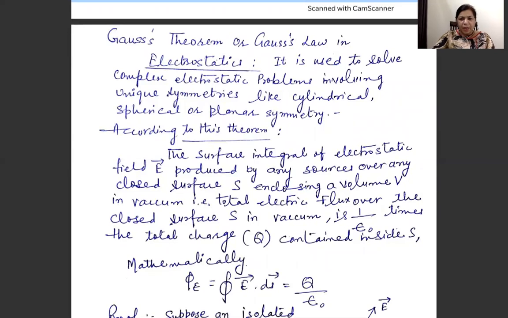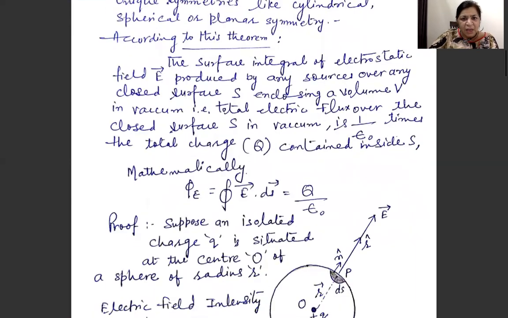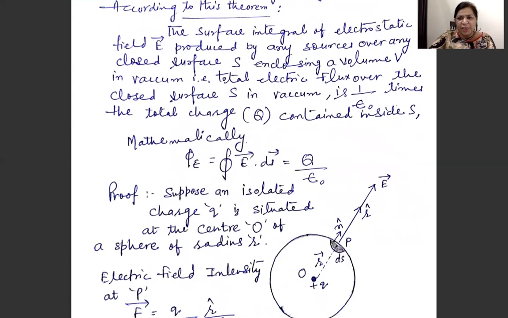Gauss theorem, or Gauss law in electrostatics, is used to solve complex electrostatic problems involving unique symmetries like cylindrical, spherical, or planar symmetry. We have already calculated the electric field intensity due to a dipole on the axial line and equatorial line. But if the objects are like spheres, cylinders, or any other body, we can calculate the electric field intensity using this Gauss theorem.